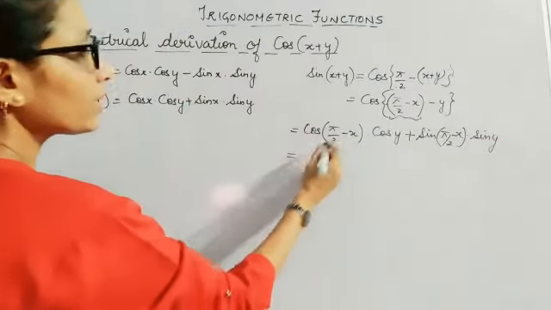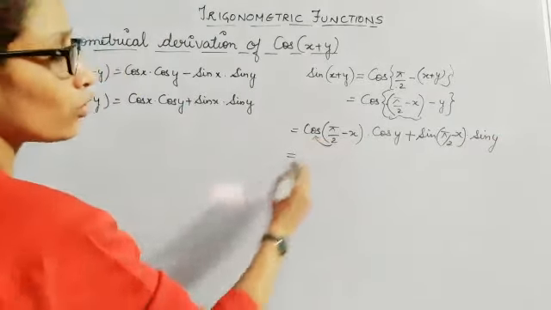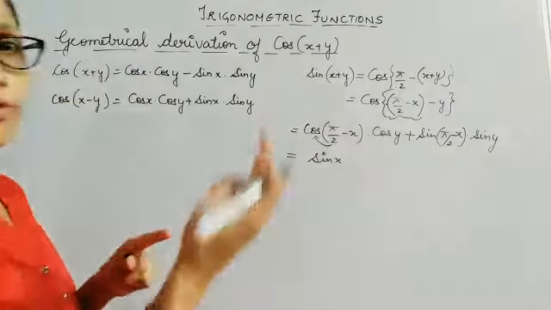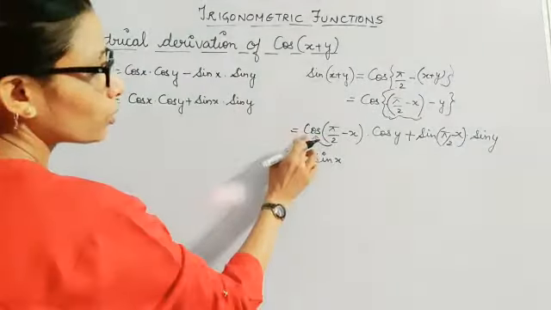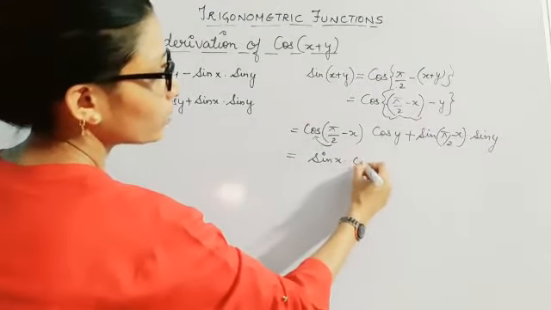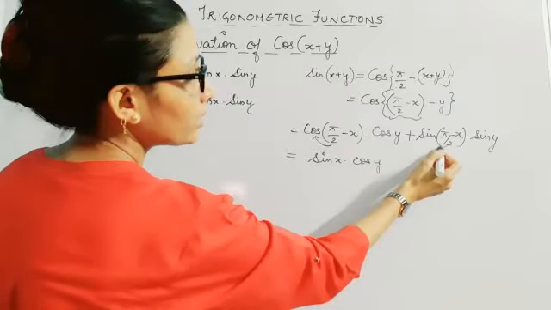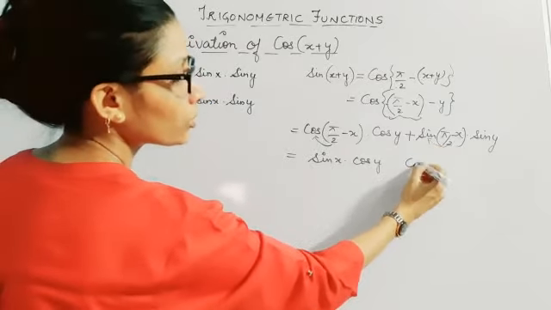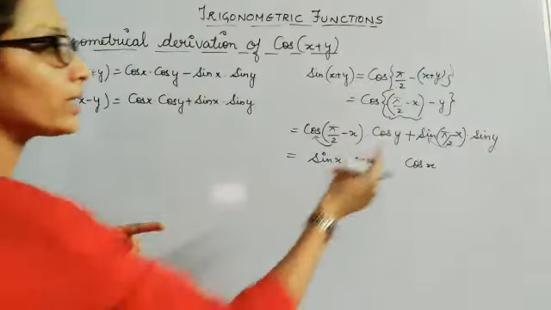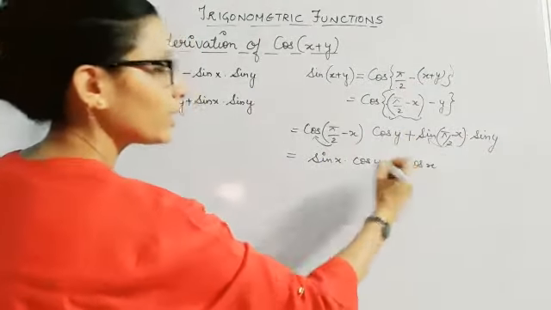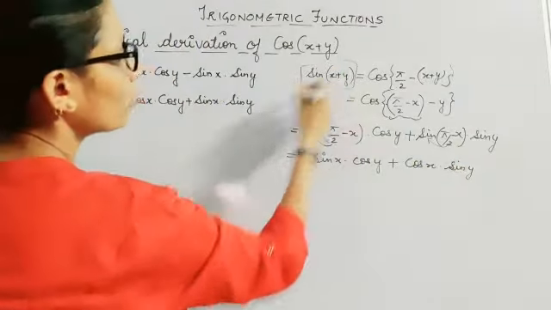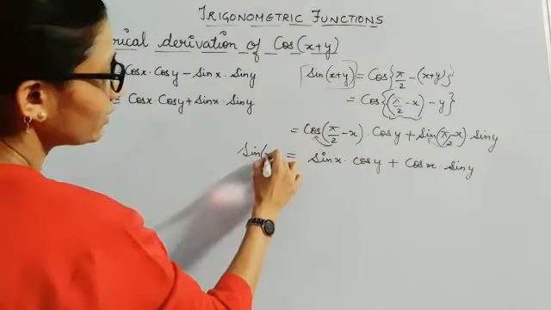So pi by 2 will change this cos into sine. So it will be sine x, and pi by 2 minus x is in the first quadrant, so this cos will be positive only. That's why I have written sine x into cos y as it is. Now this 90 will change this sine into cos x. Pi by 2 minus x is in the first quadrant and there sine is positive. That's why I am writing plus cos x into sine y. That means the formula for sine(x plus y) is this.